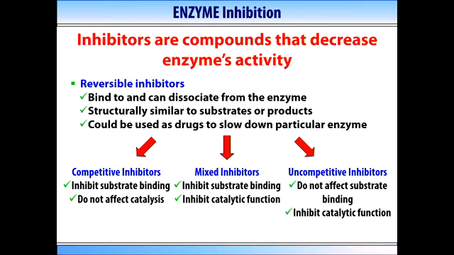On the other hand, would be uncompetitive inhibitors. It's something which does not necessarily need to look like a substrate. It binds not even in the active site of the enzyme, binds elsewhere, but somehow affects the ability of the enzyme to act.